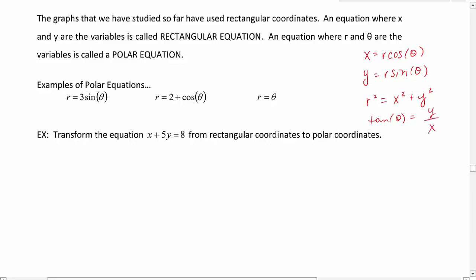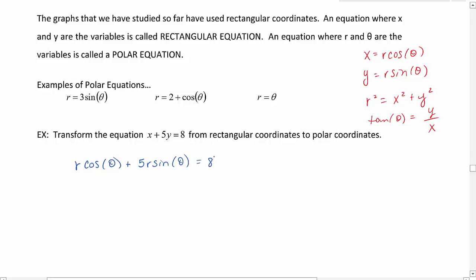All right, so we're going from rectangular to polar. That means we want to get rid of the x and y and replace it with something containing an r and a theta. Well, we know that x is equal to r times cosine of theta, so let's just replace it. r cosine of theta, and then plus 5y, y is equal to r sine of theta, so this becomes 5r sine of theta equal to 8.